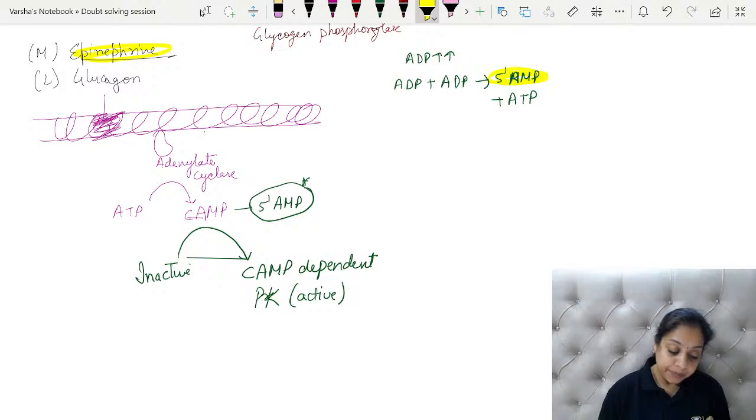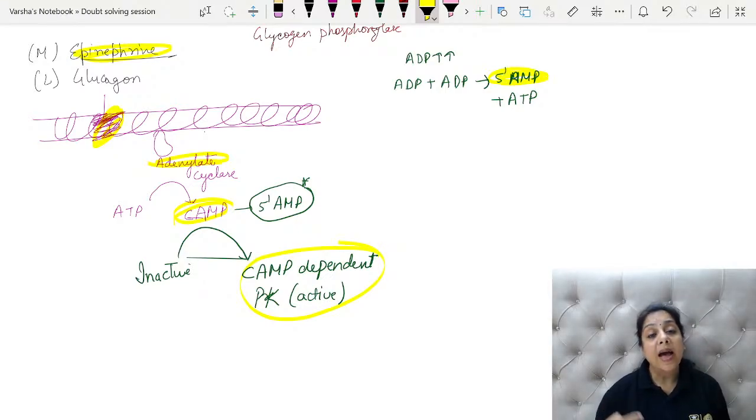Epinephrine came and triggered the epinephrine and glucagon receptors, adenylate cyclase got activated, and it started making cyclic AMP. Cyclic AMP activated cyclic AMP dependent protein kinase, and the protein kinase function is what? It is going to do the phosphorylation. The name is such because it is dependent upon the cyclic AMP, but this is going to do the phosphorylation.